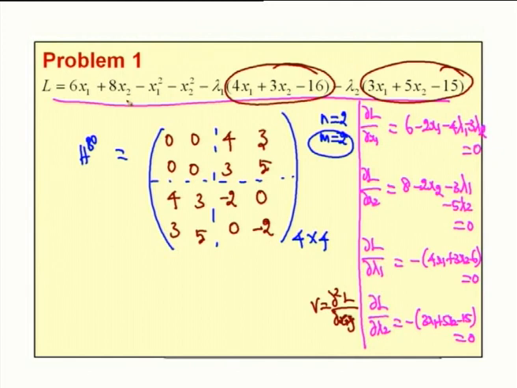So for the given problem, the order of the border Hessian matrix is 4 cross 4. The first block is a 2 cross 2 null matrix. The second one is 2 cross 2, with respect to the constraints, we got this block. This is the transpose of this one, and this block we get by making use of the second order partial derivative of L with respect to xi xj. Let us have a break.